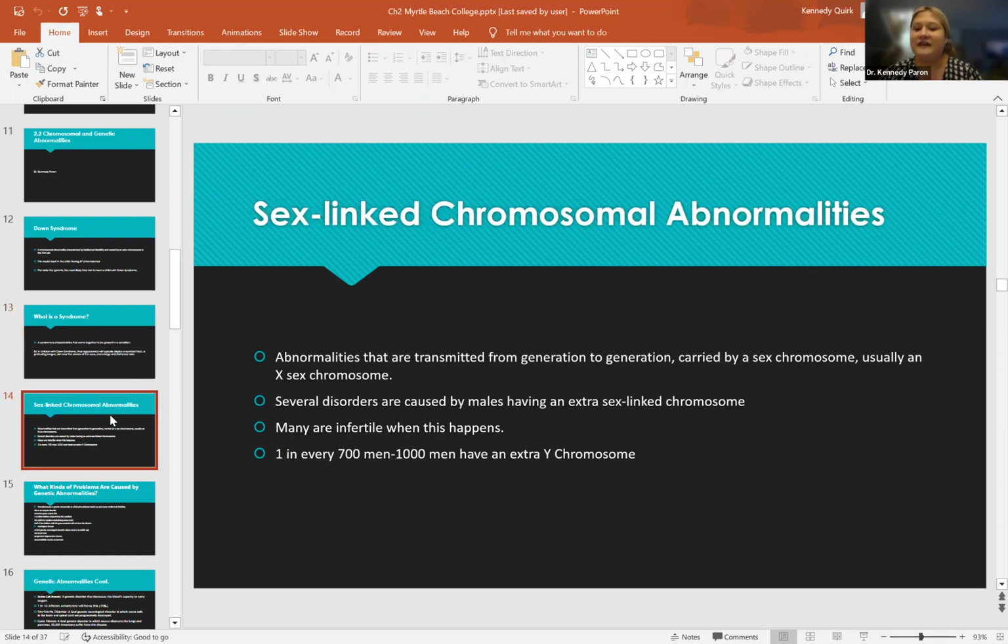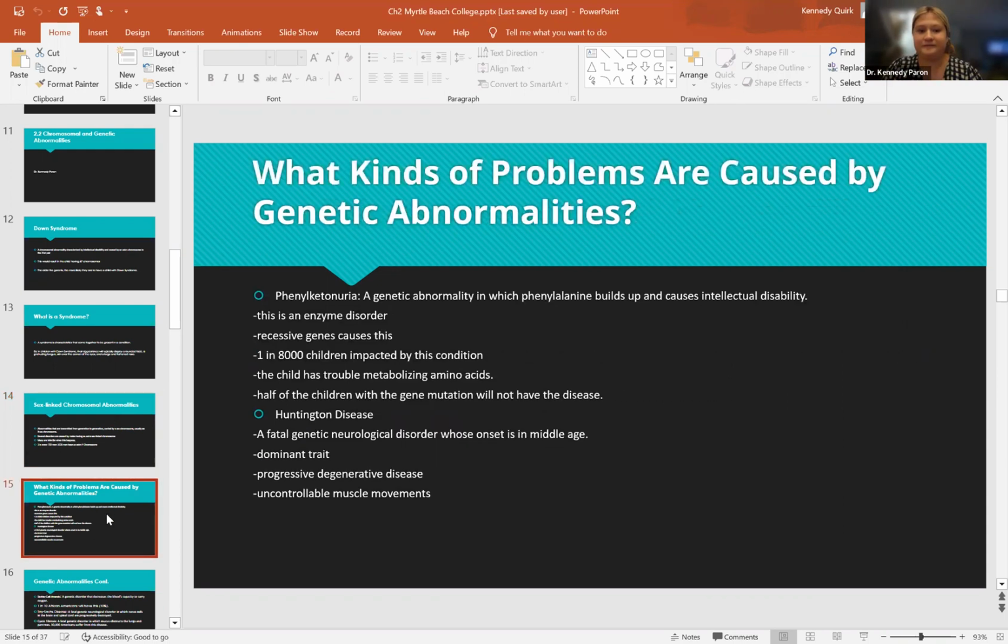There are also sex-linked chromosome abnormalities, such as having 2 Y chromosomes, and this happens in 1 in every 700 to 1,000 men, having an extra Y chromosome. These are abnormalities that are given generation to generation in families, carried on the sex chromosomes, usually on the X chromosome. Several disorders can be sex-linked in nature, and many actually cause infertility, unfortunately, when people have them.